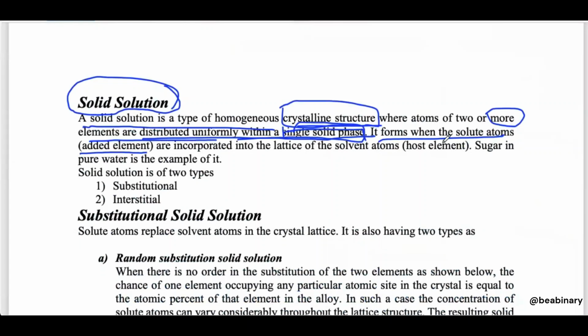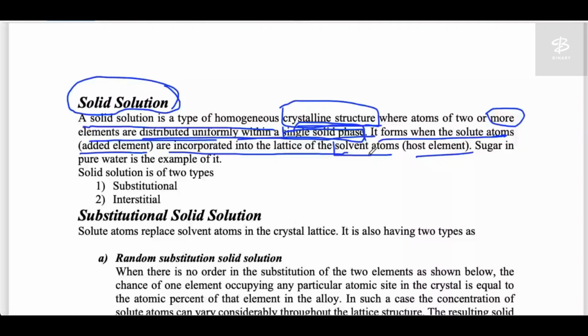The solute atoms are incorporated into the lattice of the solvent atoms, which is the host element. Host element means the solvent in which you are incorporating your solute element. Like this example: sugar mixed in pure water is an example of it. This is a solution.